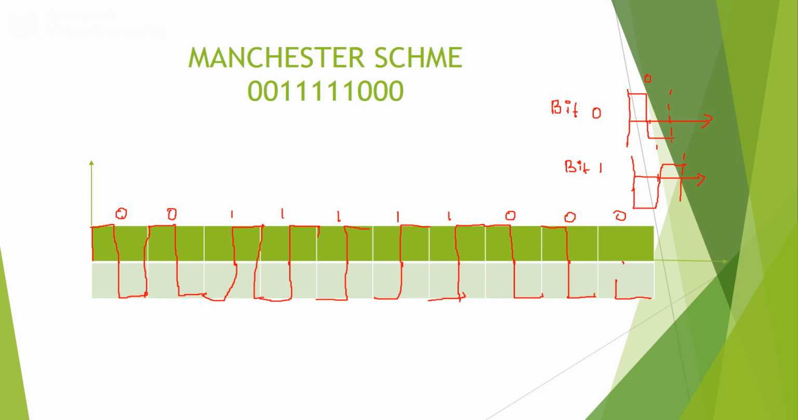Bit 1, bit 0. So this is how we can represent the given pattern using the Manchester scheme.